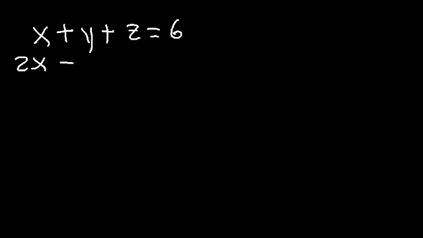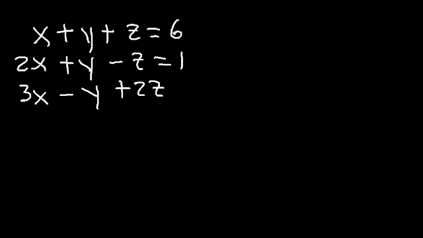Now what if we have a system of equations with three variables? So let's say that x plus y plus z is equal to 6, and 2x plus y minus z is equal to 1, and 3x minus y plus 2z is equal to 7. Since we have three variables, we need three equations to solve for these three variables.